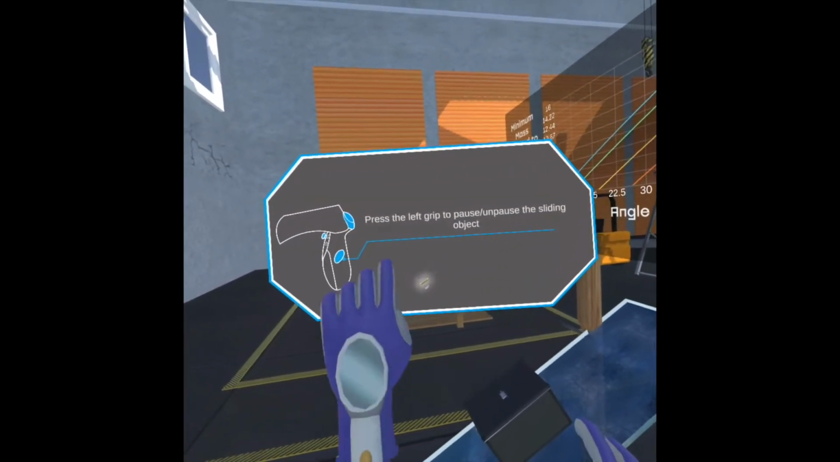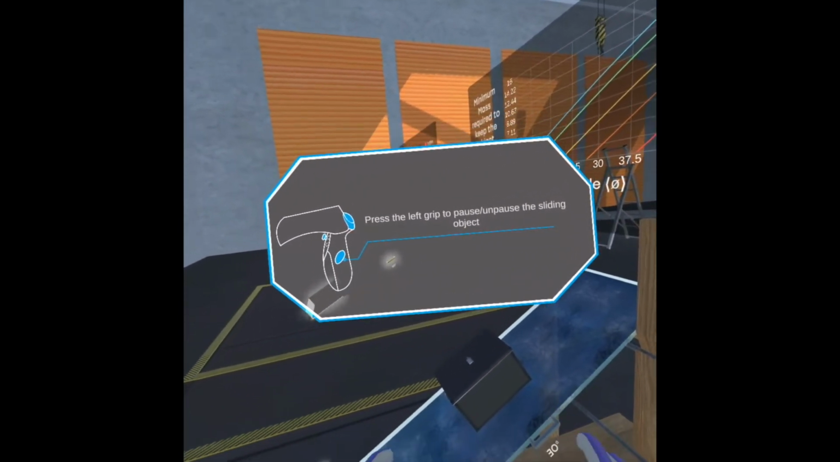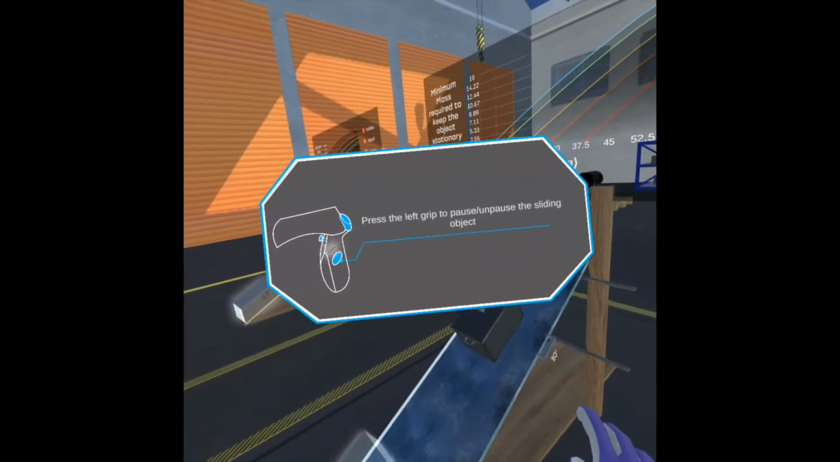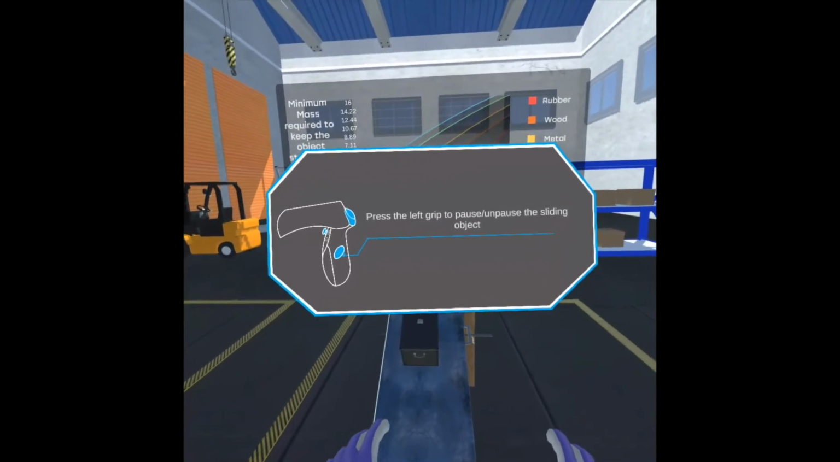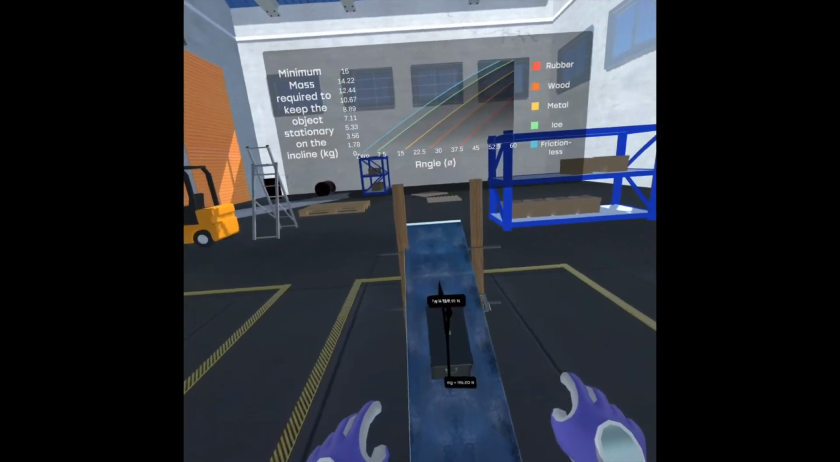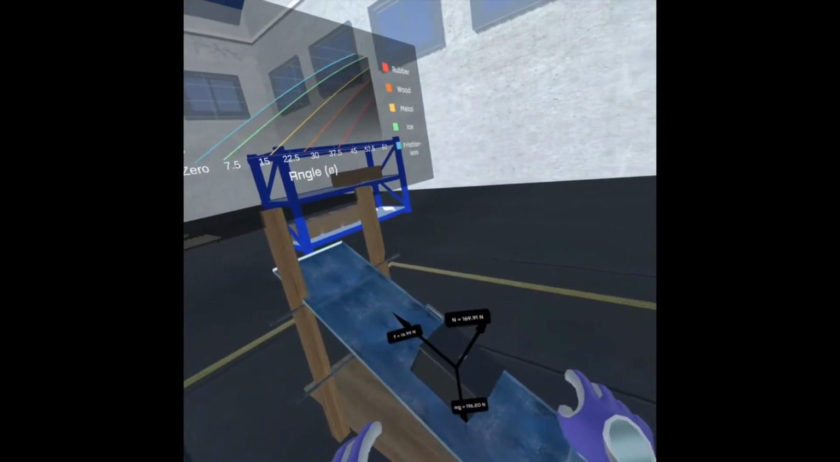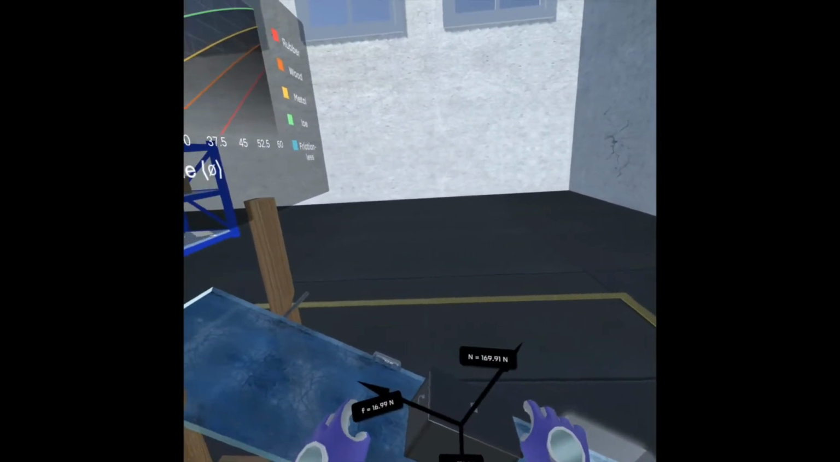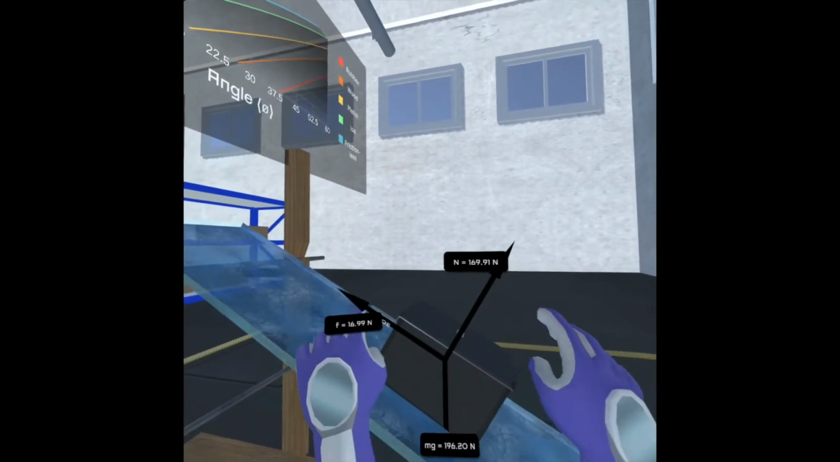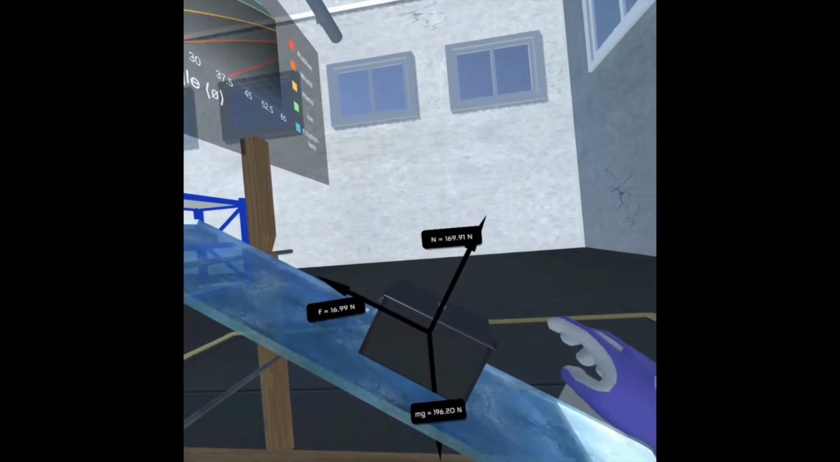What I'm supposed to do is click on the left grip to pause or unpause sliding the object. So I have complete control of what's happening in here. I'm going to go ahead and click on it. I clicked on it twice. The first time I clicked on it, it started and then it paused. And now I can actually see the free body diagram. I'm going to get that on my hand so that you can see this.